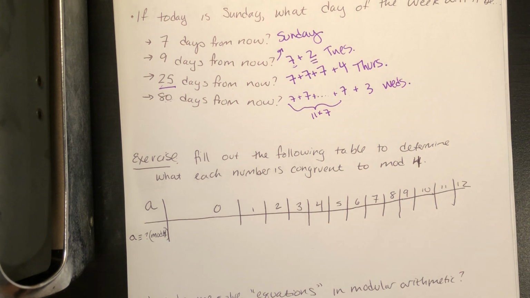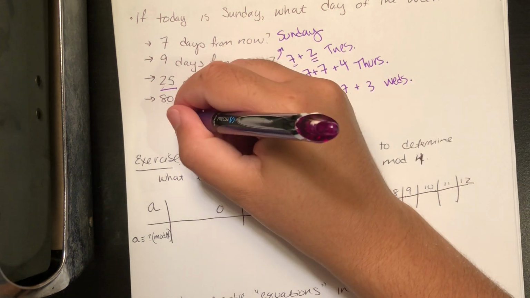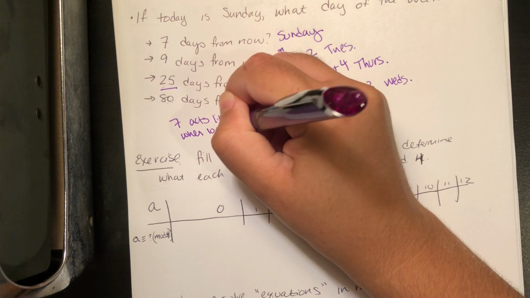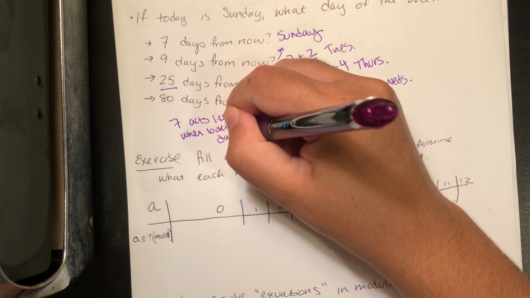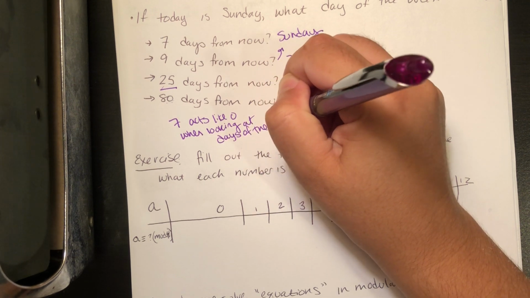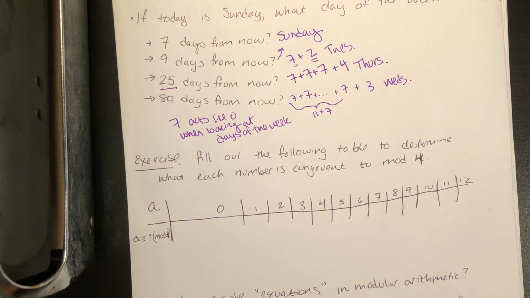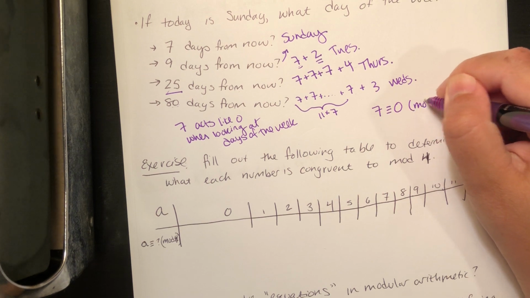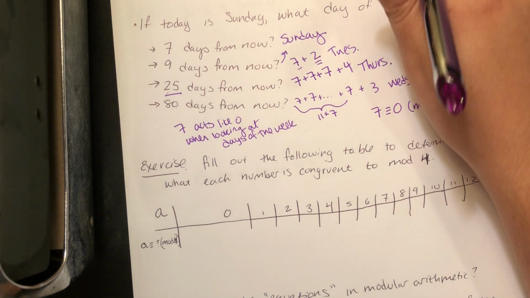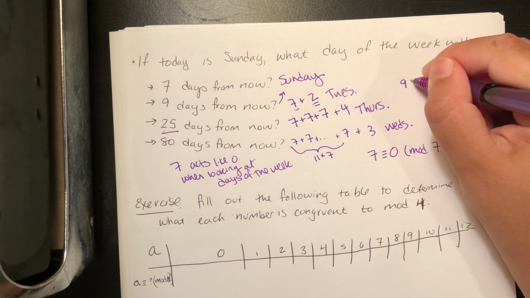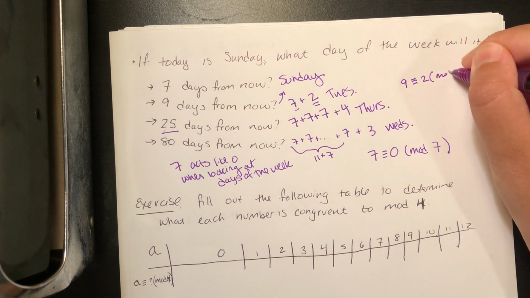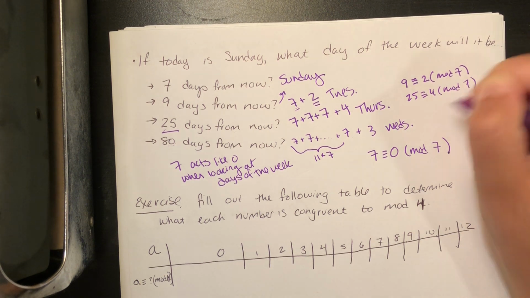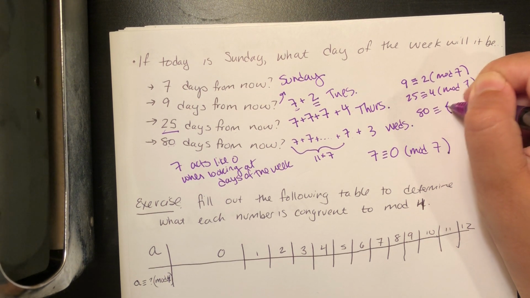So when we're looking at days of the week, it's now 7 that acts as a 0. Seven acts like a 0 when looking at days of the week, because every time we add 7 days, we reset. We get back to our original day. All right, which means 7 is congruent to 0 mod 7. And based on our work up here, we can see that 9 is congruent to 2 mod 7, that 25 is congruent to 4 mod 7, and that 80 is congruent to 3 mod 7.